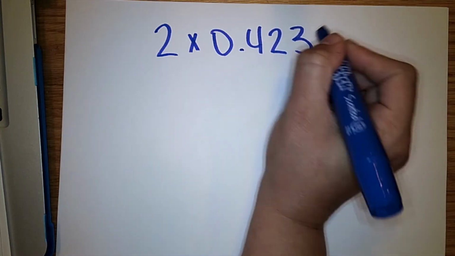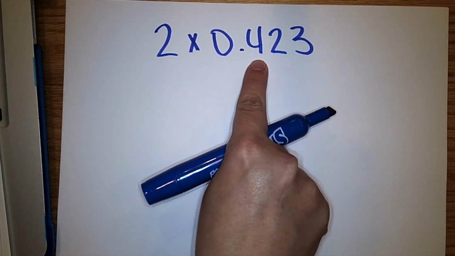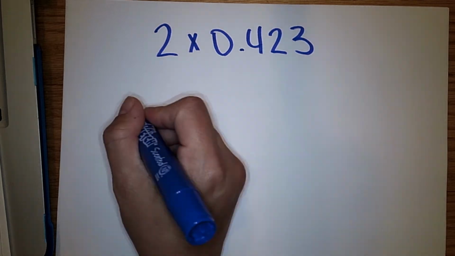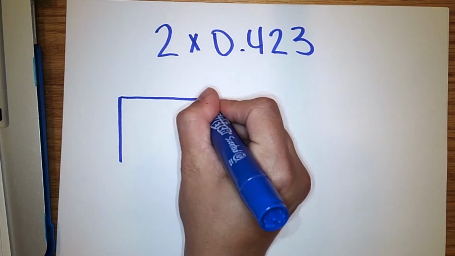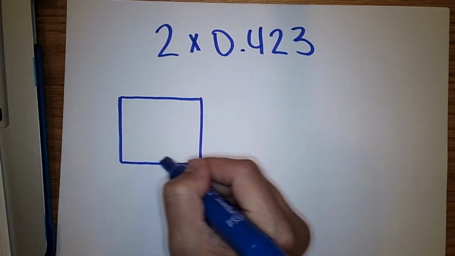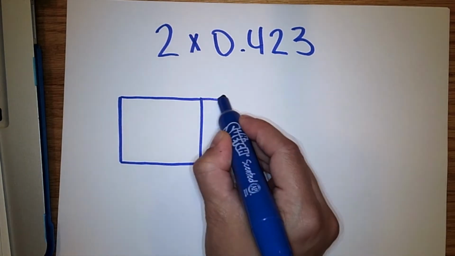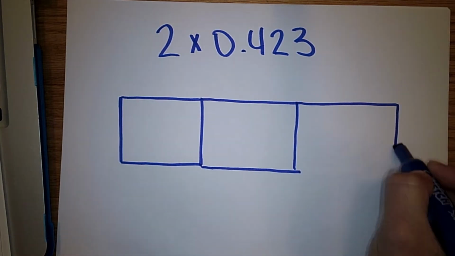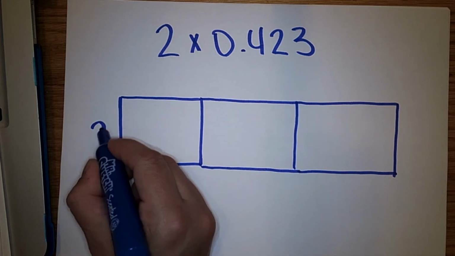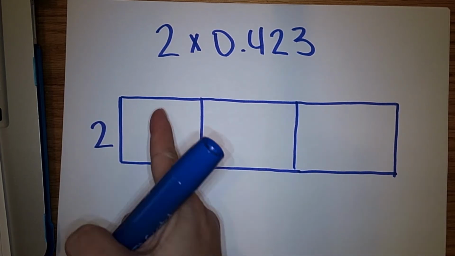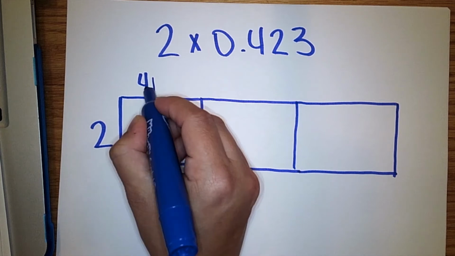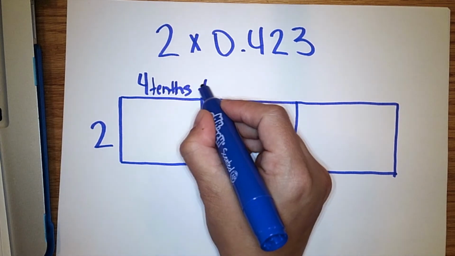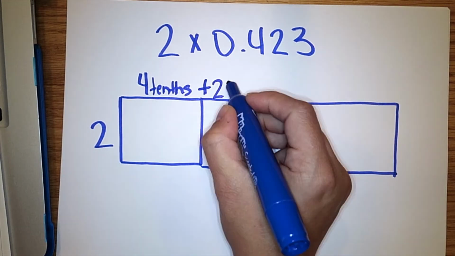All right, we're going to look at that same problem. 2 times 423 thousandths. But this time we're going to put it into an area model. And if you remember, area is how much stuff is inside of the shape. So we're going to draw some shapes. And that's what area model is. We are going to have two groups. Here we're going to have 4 tenths. There's 4 tenths. Now we're going to add to that 2 hundredths.